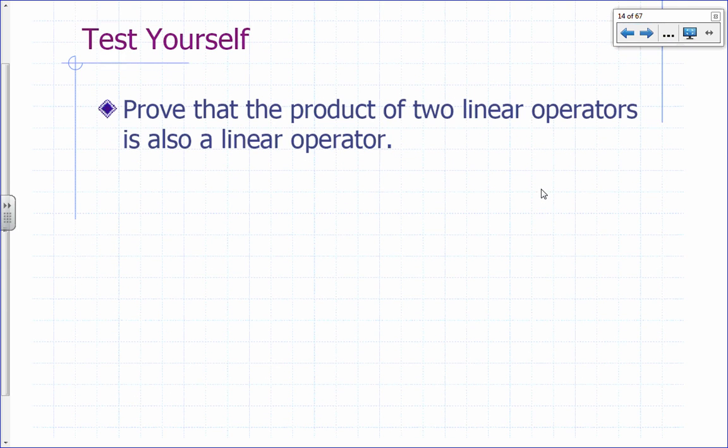Prove that the product of 2 linear operators is also a linear operator. This is where you apply the rule for multiplying operators. So let's say A hat and B hat. You're going to assume A hat and B hat are linear, right? Those are the 2 operators we're going to use.